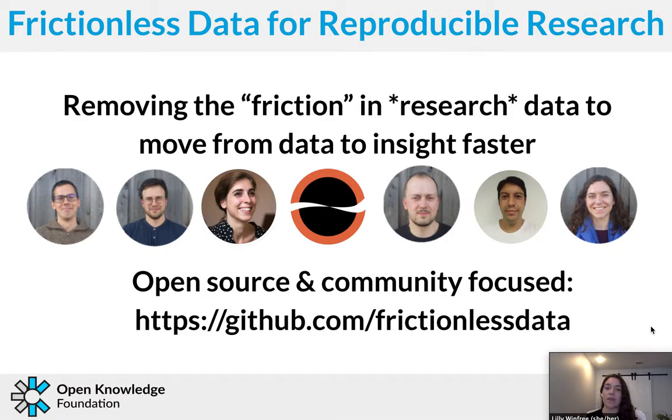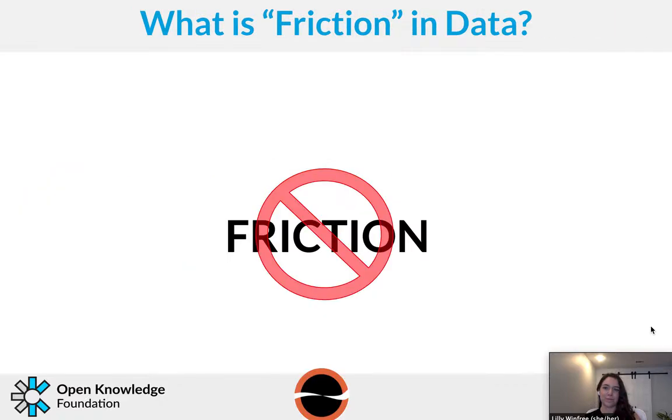And by that, I mean that we really depend on our community to give us feedback about our work and to ask us for improvements or changes as they need them. This is a picture of my coworkers, my team that works on this project with me within the Open Knowledge Foundation. So I've been saying frictionless data, but what are some frictions in data?